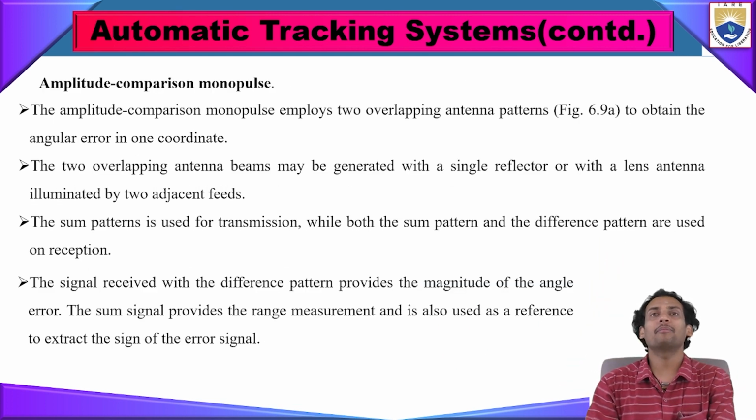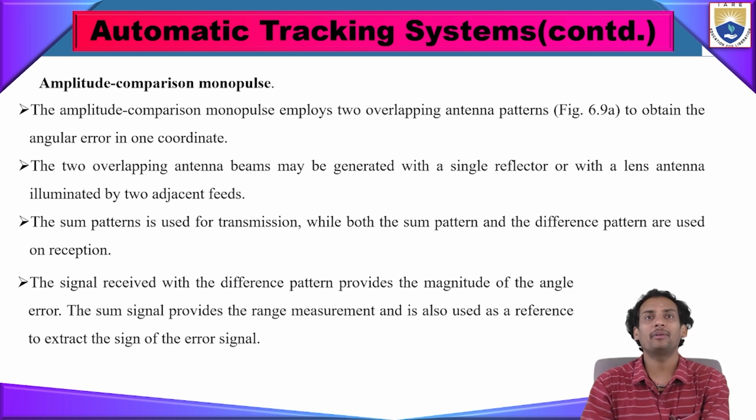Amplitude comparison monopulse uses two overlapping antenna beams, generated by a single reflector or lens antenna illuminated with two adjacent feeds. The same patterns may be used in the transmitter, or maybe different patterns also will be used. The difference pattern provides the magnitude of the angle error, and the sum signal provides the range measurement and is also used as a reference for exact detection of the error signal.